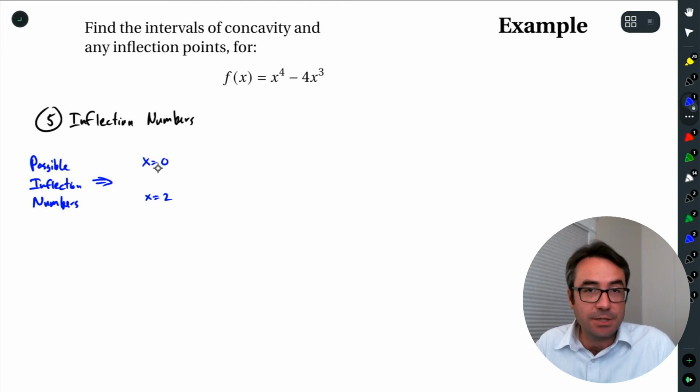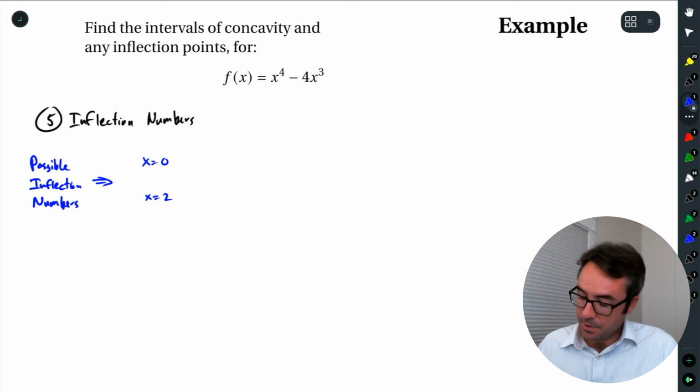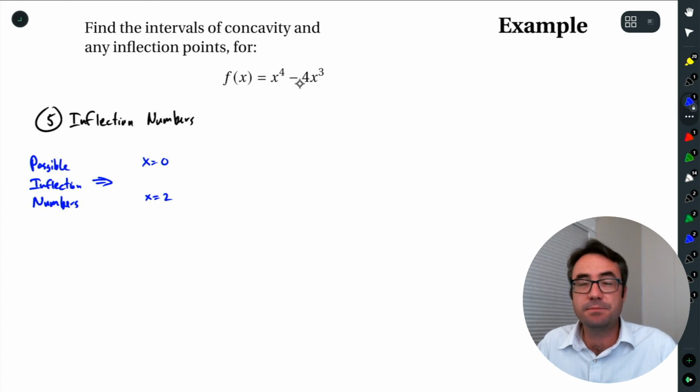Do we have a sign change at x equals 0? Do we have a change in concavity at x equals 0? Do we have a change in concavity at x equals 2? So we need to check both of these and see what happens. So let's go through x equals 0. X equals 0, we can plug it into this original function, and yeah, it is in the domain.